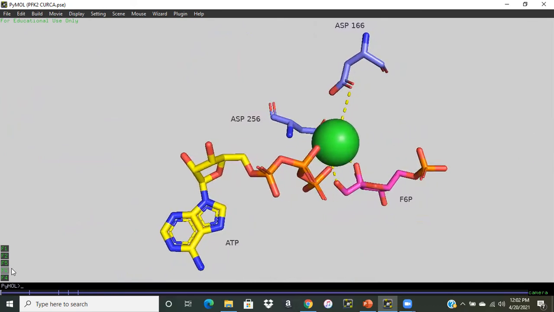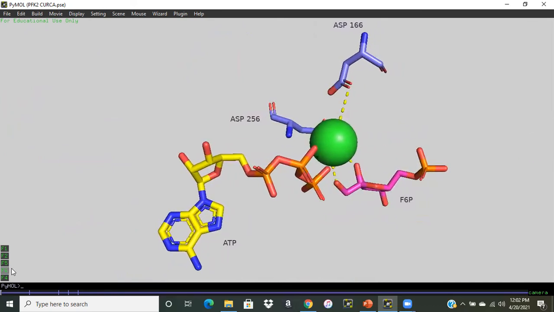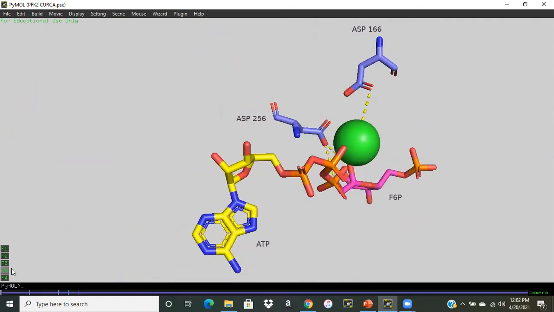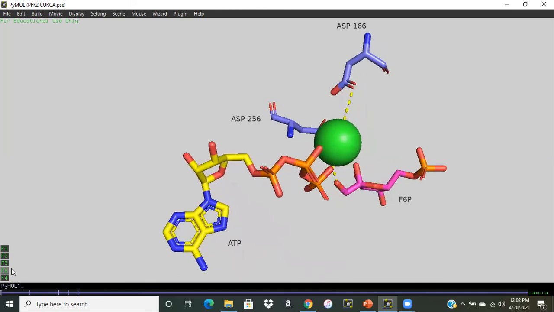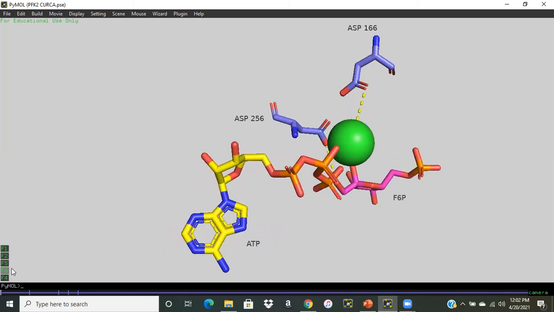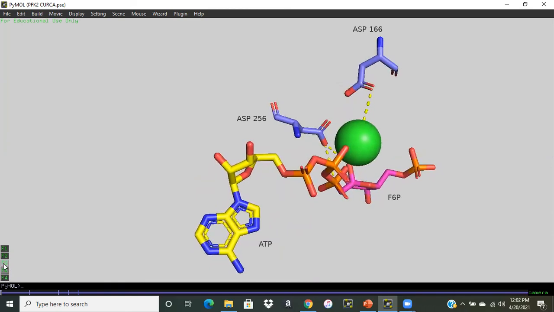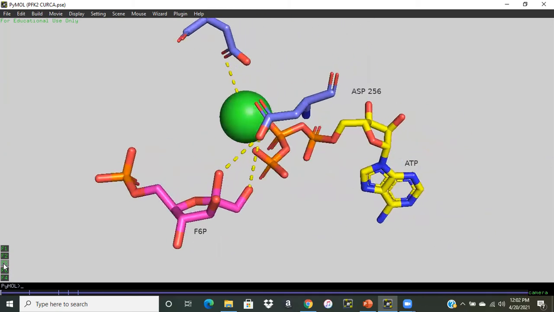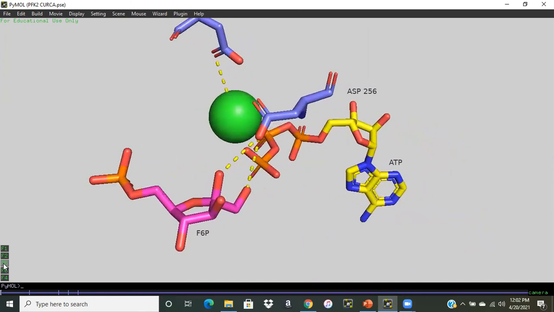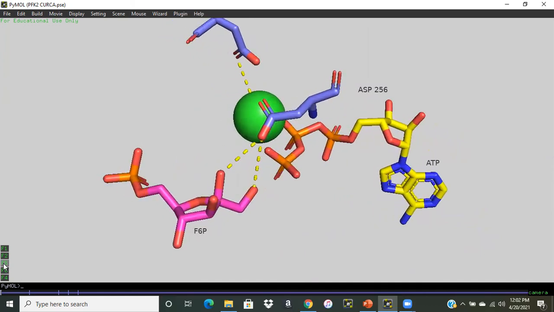Now, magnesium is needed for this reaction because magnesium has a positive 2 charge, while our ATP molecule has a negative 2 charge. So this helps create a balanced reaction. Aspartate 256 also plays an important role because it helps sever OH groups on our F6P.